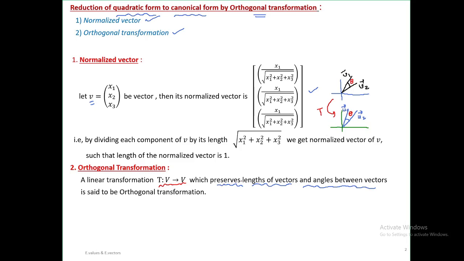Preserving means not changing the lengths before transforming and after transforming. Similarly, the angle between the two vectors is not changing. That is called preserving lengths and angles. Such a transformation is said to be an orthogonal transformation.